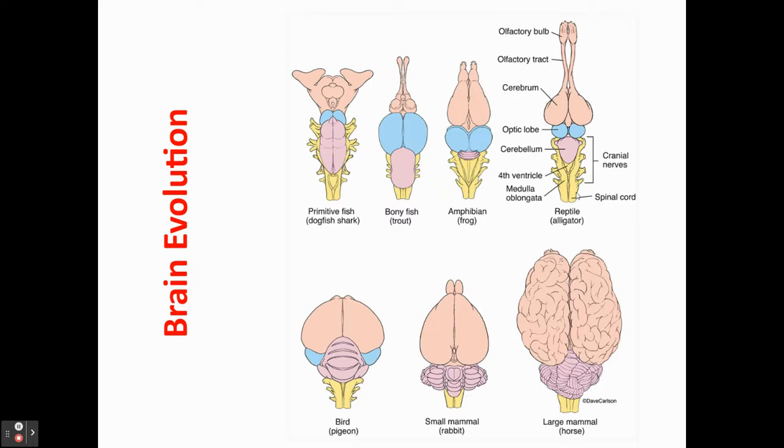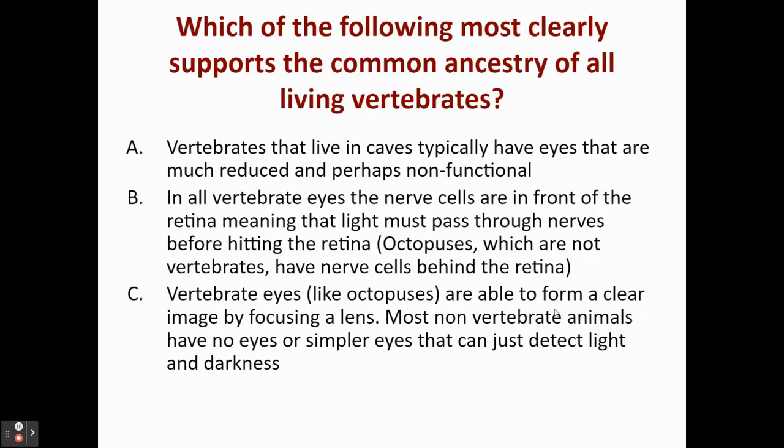We have the spinal cord coming into the cerebellum, and the optic lobes, which in horses and small mammals are hidden underneath the cerebrum. We have an olfactory tract and olfactory bulbs. On the horse, you can see it right there. Ours is much, much reduced. And so on, but a very similar structure in the brain. So I want you to pause for a second, read this question, and see if you can answer it.